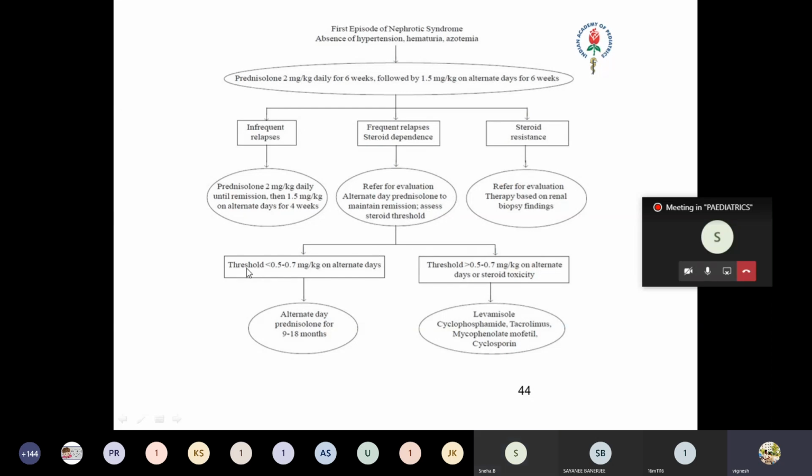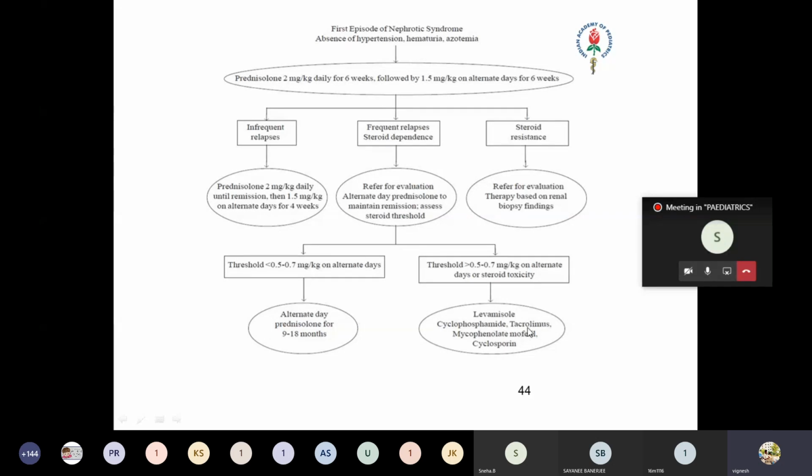Once the threshold level is less than 0.5 to 0.7 milligram on alternate days, prednisolone for 9 to 18 months, you should give almost 1.5 years in such cases. If the threshold is more than 0.2 to 0.7, in such cases you have to change over to other alternative treatments. This is a beautiful flow chart, please remember it. If the threshold is very much more, you should switch to levamisole. It is an immune modulating drug.